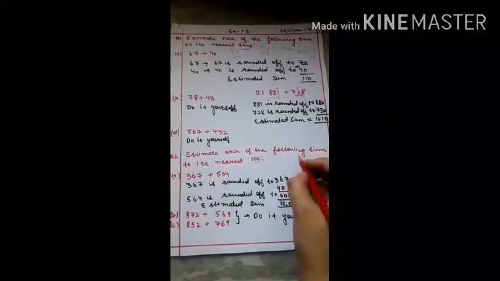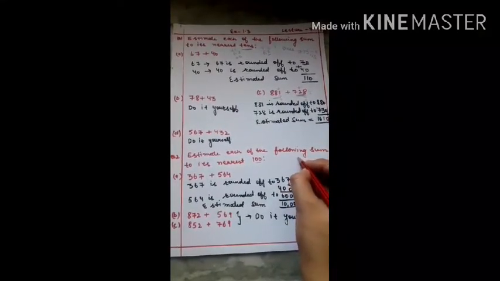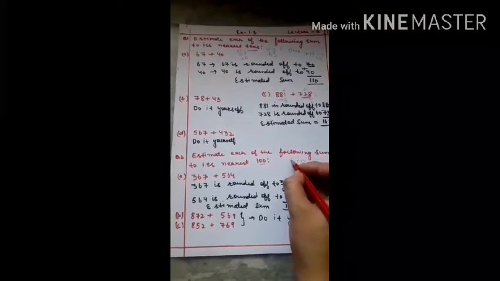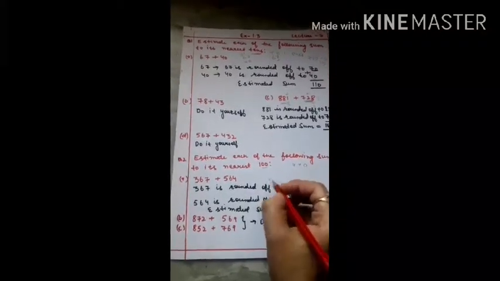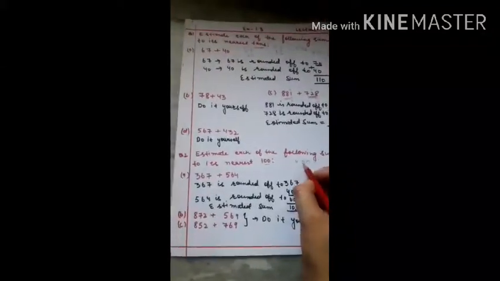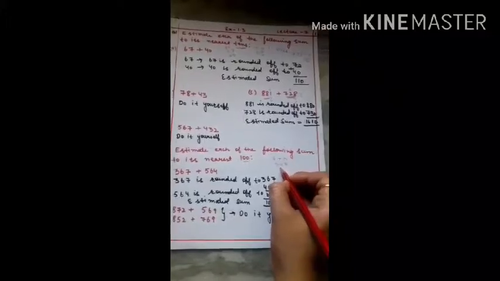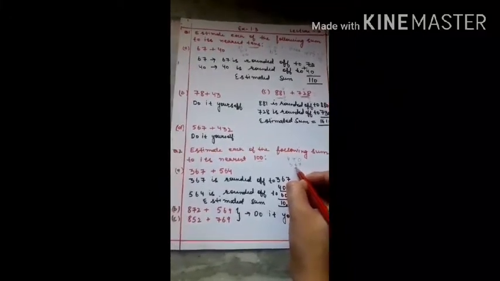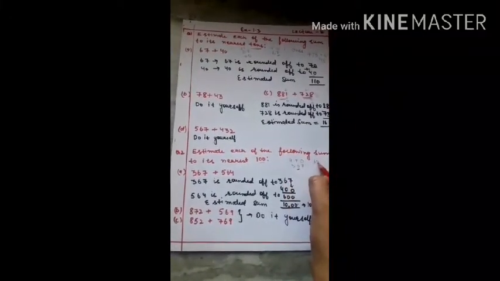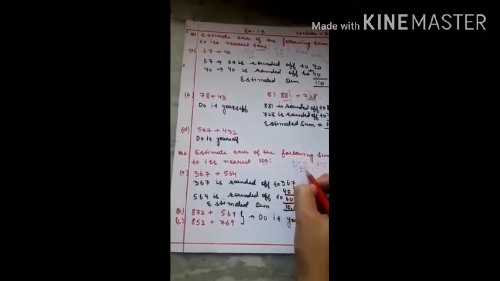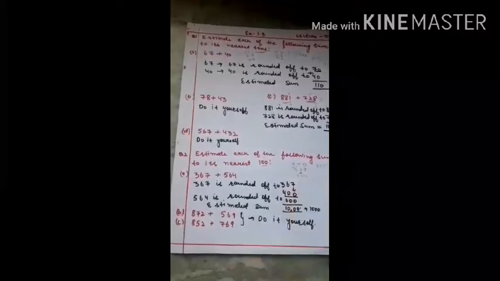Okay, the same applies for the nearest 100. In case of the nearest 100, the ones place becomes 0. You have to look at the tens place, and add plus 1 to the hundreds place. In this case, I have 367. I have to look at the digit at the tens place. Here 6 is greater than 5, so you'll add plus 1 here, and it is rounded off to 400.